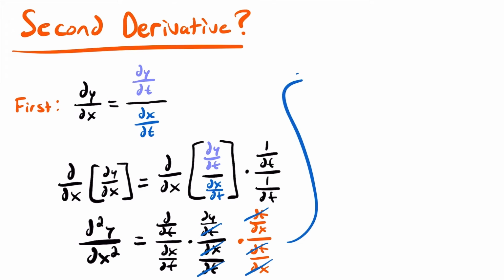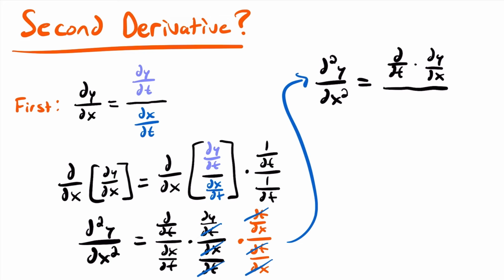And so if we simplify, we will have that the second derivative is equal to d/dt times dy/dx. Right? After that cancellation, we're left with dy in the numerator and dx in the denominator, and then this is divided by dx/dt, right?